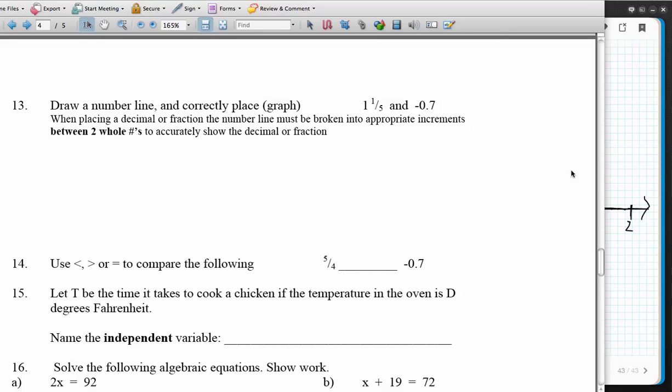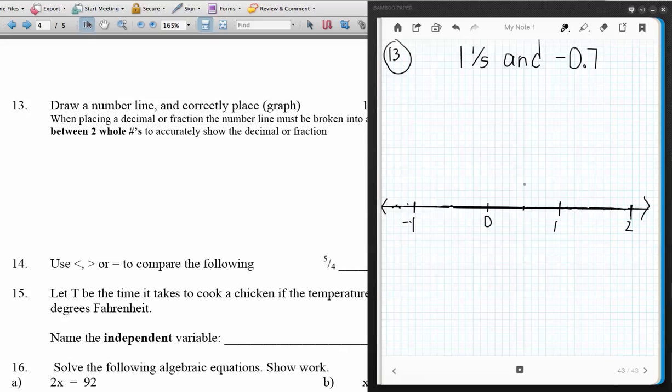Okay, number 13. It says that we need to draw a number line and correctly place on the graph 1 1/5 and negative 0.7. When placing a decimal or a fraction on the number line, it must be broken into appropriate increments between two whole numbers to accurately show the decimal or fraction.